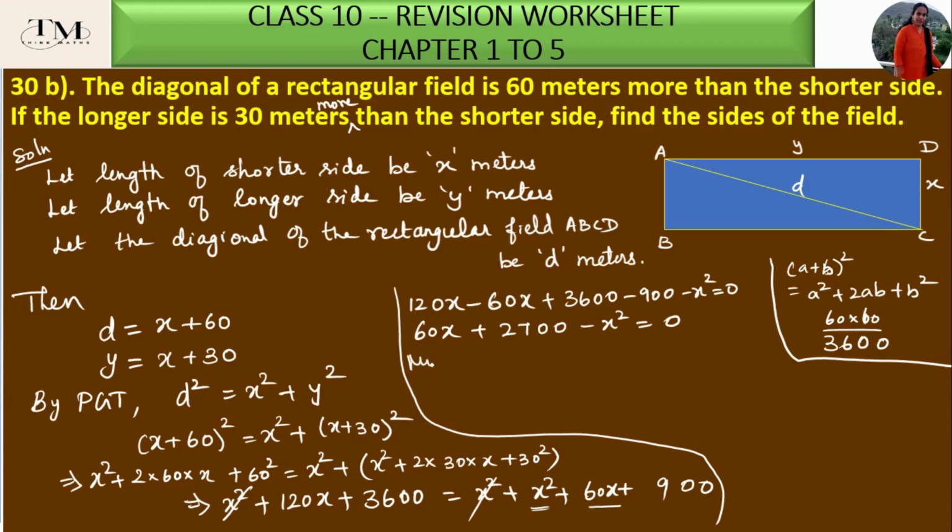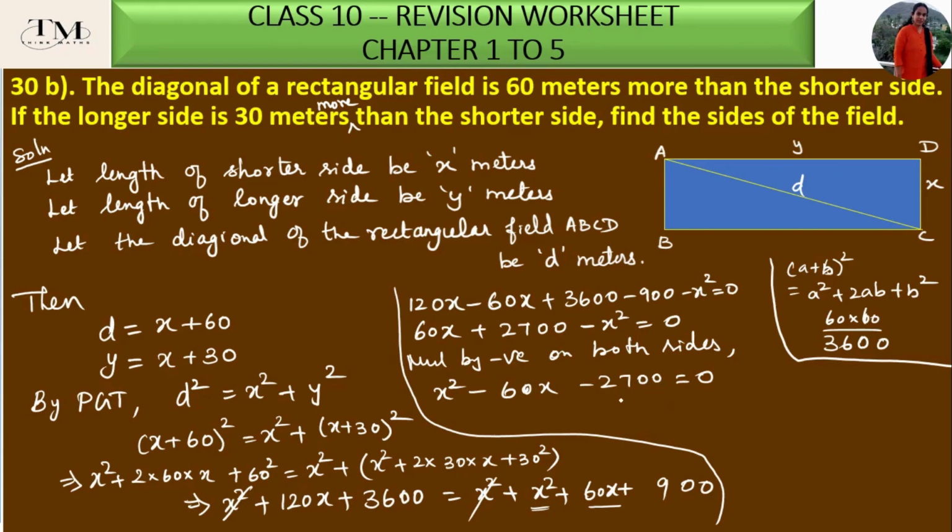Now I am going to multiply by negative on both sides, because for x square the coefficient is negative. To avoid this, we are going to multiply by negative on both sides. If you multiply by negative, the negative term will become positive, minus into minus is plus, and all positive terms will become negative. So x square minus 60x minus 2700 equal to 0. Now this is a quadratic equation in x. We have to solve it.